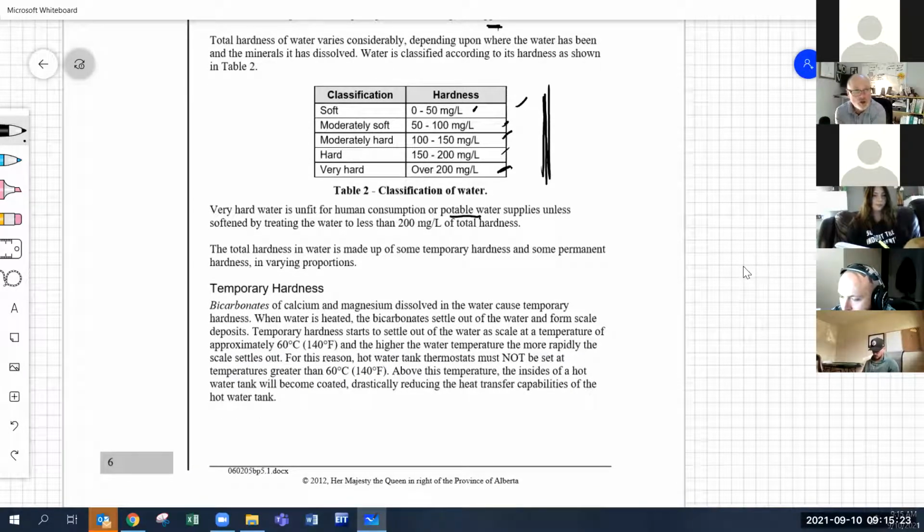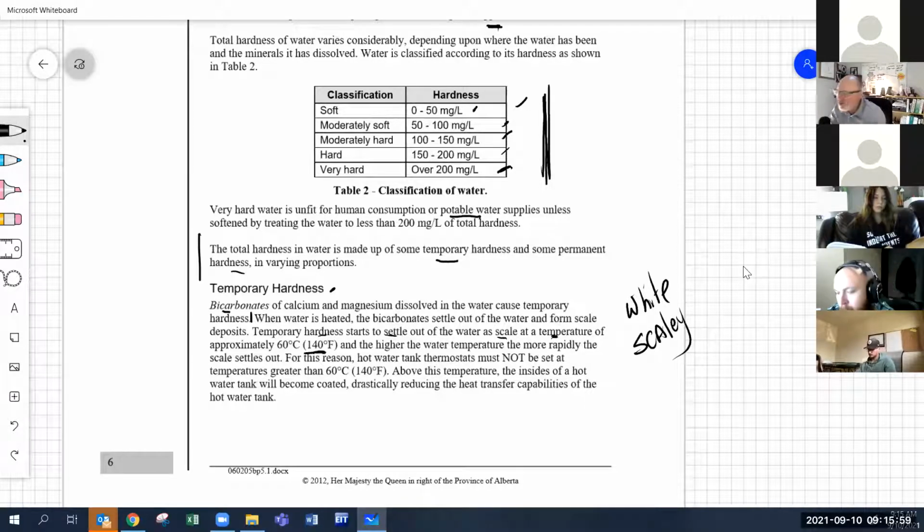So the total hardness of water is made up of some temporary and some permanent in varying proportions. Temporary hardness is caused by the bicarbonates of calcium and magnesium that are dissolved in the water. But here is the deal. Anytime that you get water at a temperature of approximately 140 degrees, this temporary hardness starts to settle out of the water as scale. Has anybody ever seen the white scaly stuff on aerators or end of taps or whatever? That's what it is. All right.